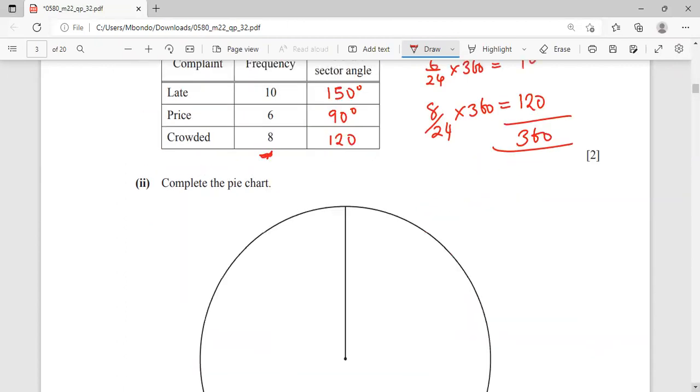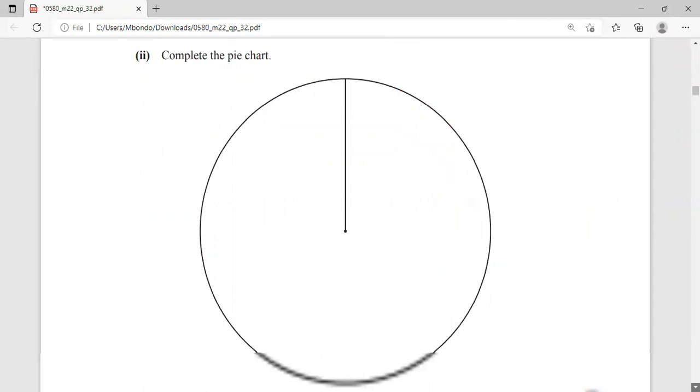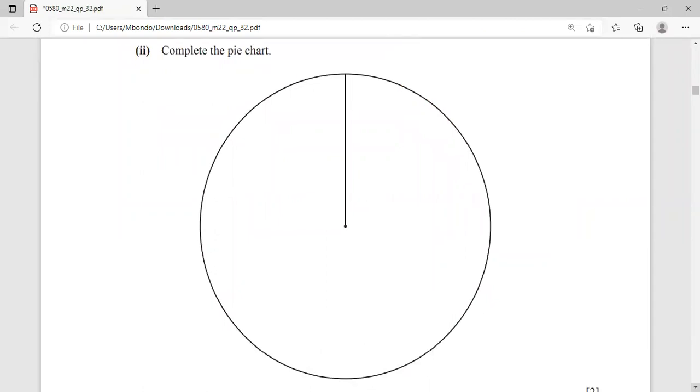Then, when we come to the pie chart here, remember, you need, of course, to use a compass. What's this? No, a protractor, sorry. You need to use a protractor in order to measure. Okay, so you can start with the other one, which is 90 degrees. You know, 90 degrees will be a very straight one here. So it will be like this. This is 90 degrees. Then you need again to measure.